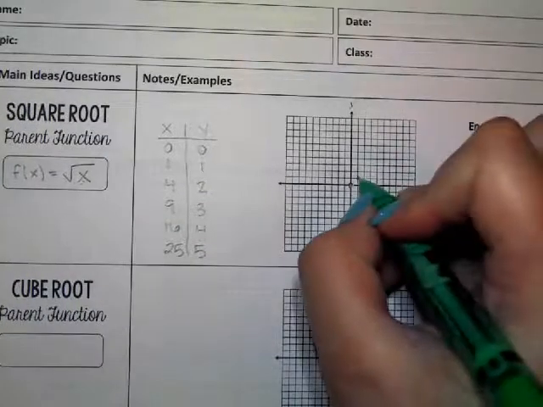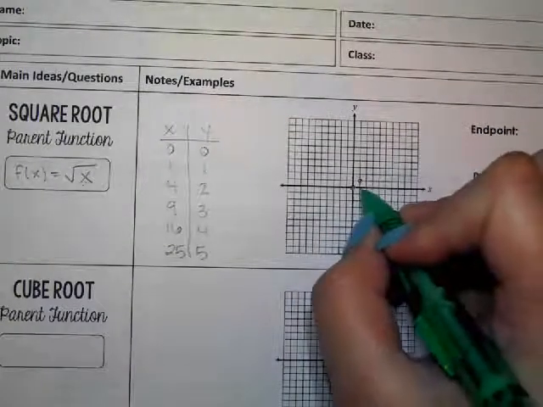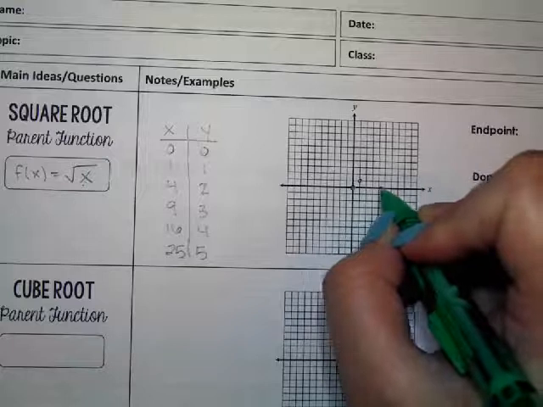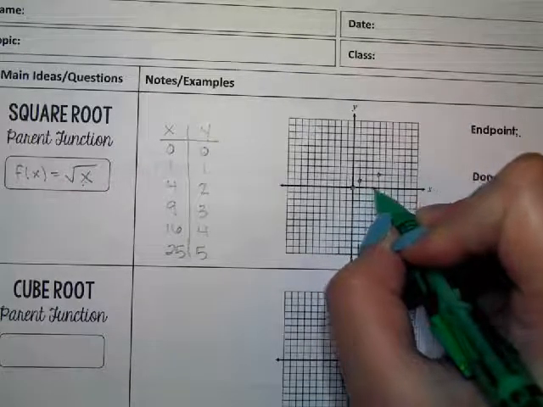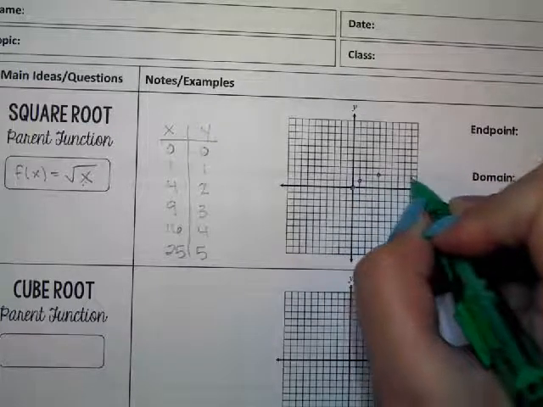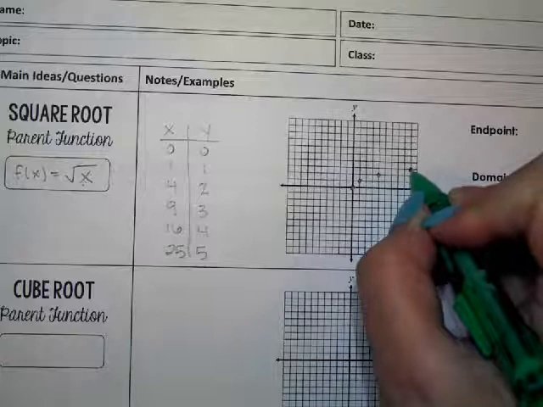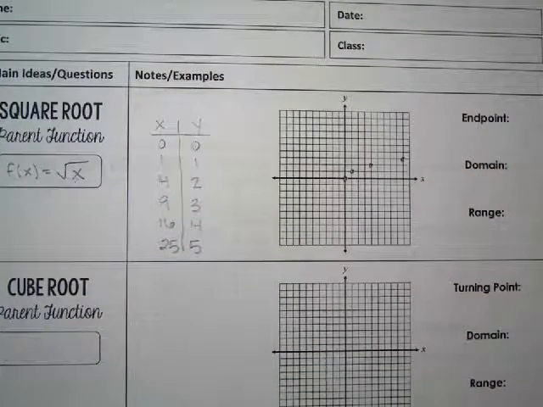All right, so we got 0, 0, we got 1, 1, we got 4, 2. We got 9, 3. That's about as far as we're going to go, because for the other ones we'd have to make such a big graph to be able to do it.